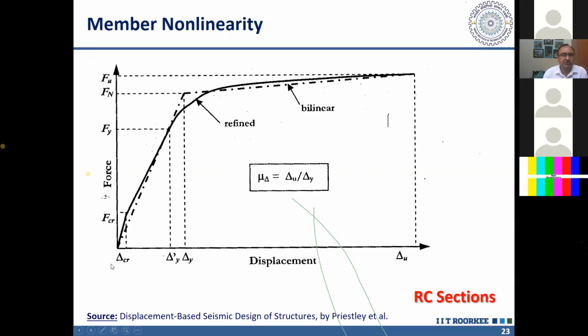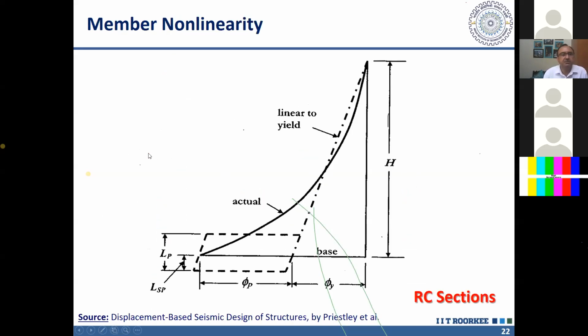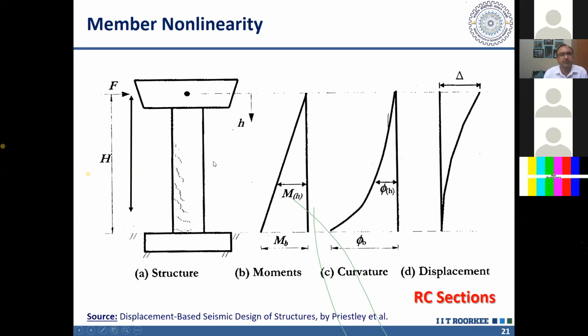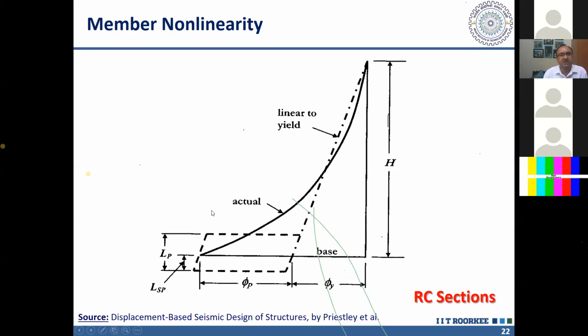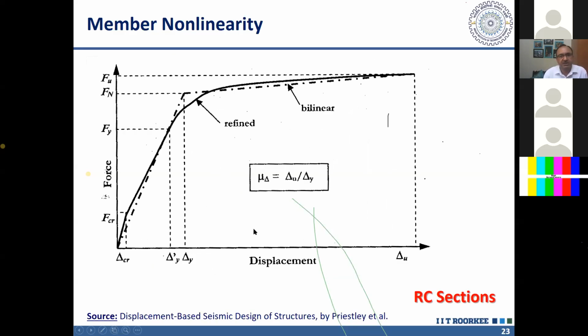Now, using this, we can convert our moment curvature diagram into force versus displacement. The force and moment are related. What is the relationship in case of a cantilever? Moment is F into H. So if I divide moment by H, I will get force. And curvature, by double integral, I can convert this into displacement.